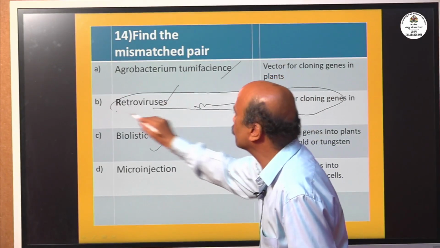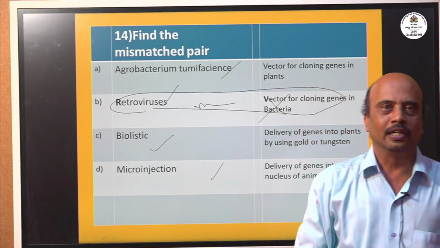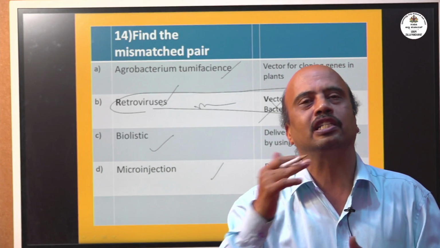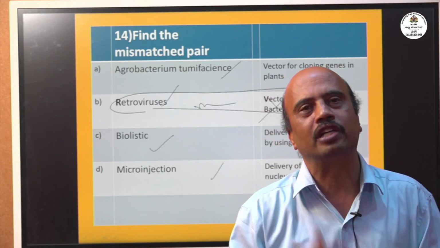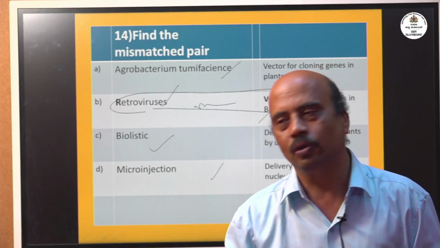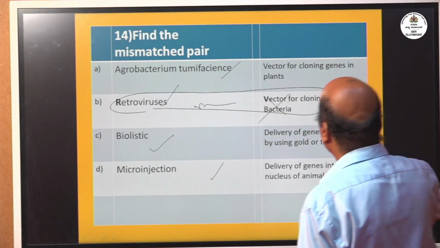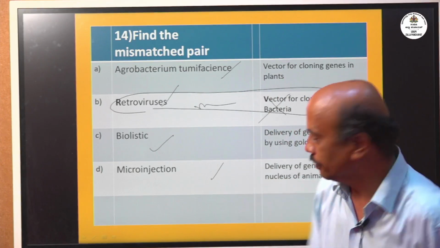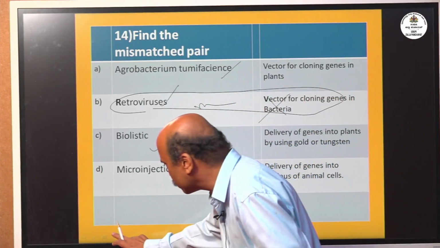Option B, retrovirus: their cancer causing genes are removed, disarmed, then the desired gene is incorporated and that retrovirus is delivered into the animal cells, through which we can create transgenic animals. Okay, then we move on to the next question.